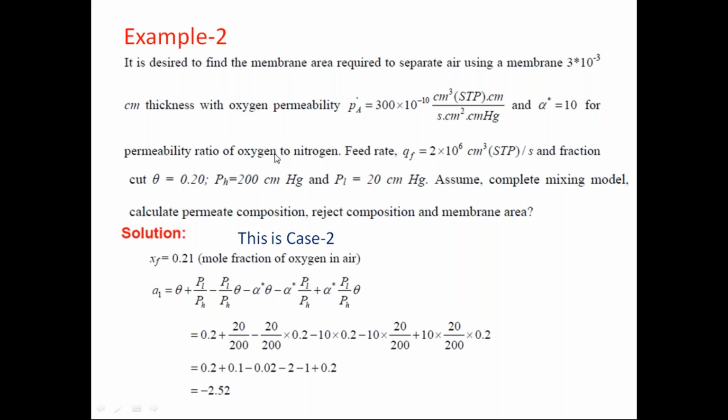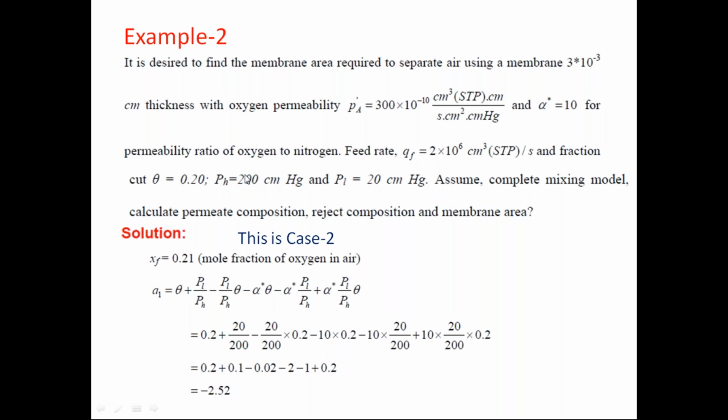So the membrane which is used is separating the oxygen and nitrogen. So permeability ratio of oxygen to nitrogen is 10. Feed rate is this much, and fraction cut theta is 0.2, means 20% of the air which is entering into the membrane cell is to be obtained as a product, and which should have certain concentration, because that we will calculate.